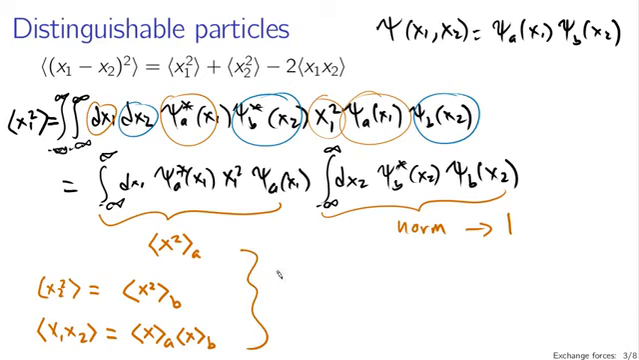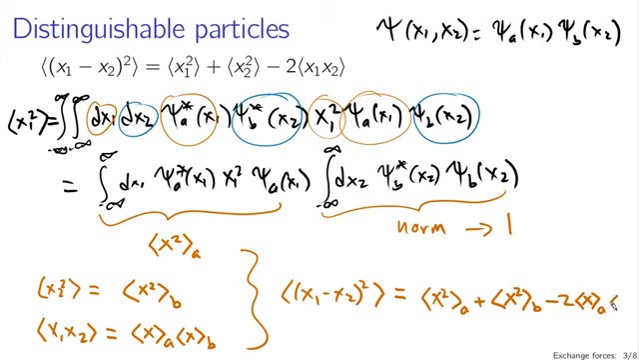Combining these results, what we end up with is that the expected value of x1 minus x2 quantity squared in my overall state is the expected value of x squared in the single particle state a, plus the expected value of x squared in the single particle state b, minus twice the expected value of x in the single particle state a, times the expected value of x in the single particle state b. That's my expression for distinguishable particles. For indistinguishable particles, we're going to get a different result, but keep this expression in the back of your mind, because we'll get something that looks very similar for the case of indistinguishable particles.